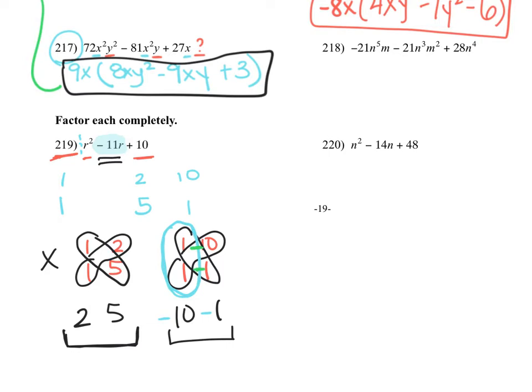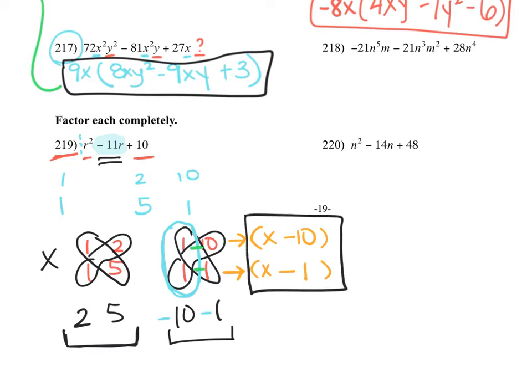So now that I know this, I can go ahead and draw my 2 factors. So I'm going to have x minus 10 and x minus 1. And this would be my answer for number 219.